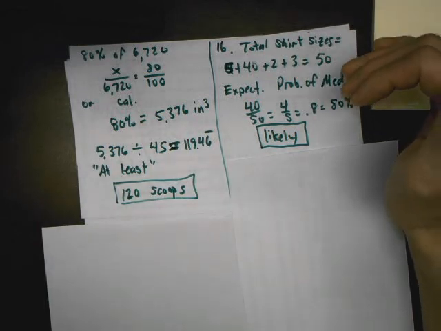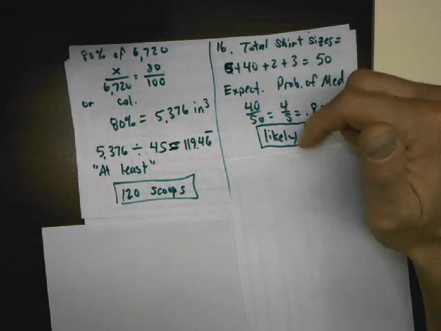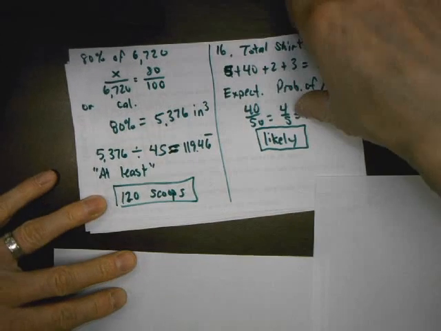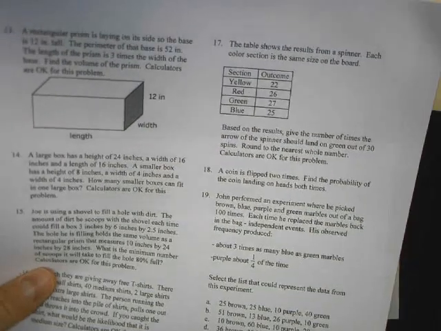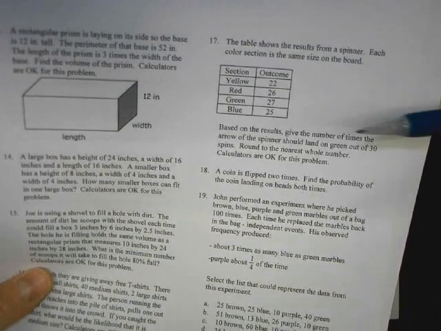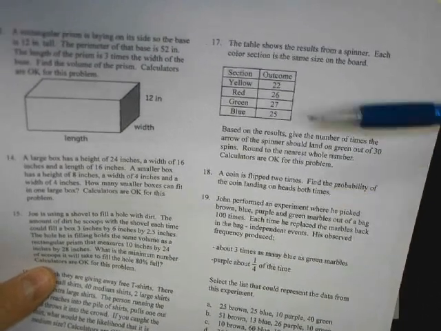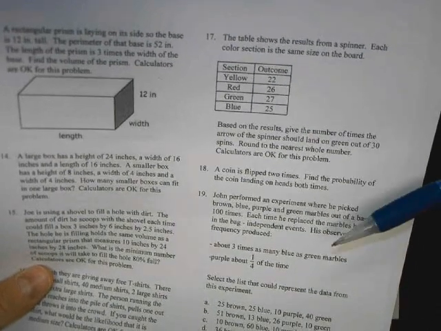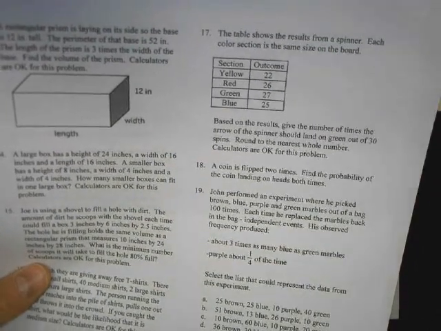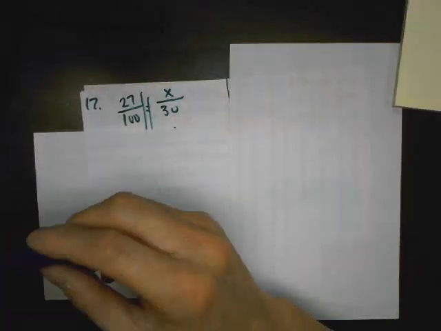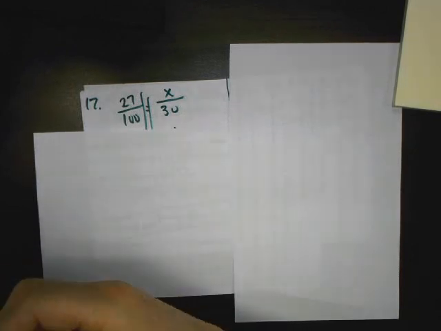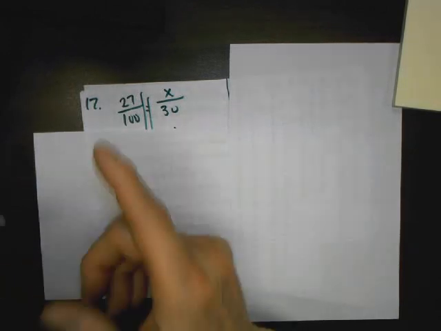Okay, so number 17, we have a table here. And it says, this is our sample space, right? We had some experimental probability here. And the number of times we got yellow, red, and green are in the table all together. If you add all those up, which you have to do for these problems, there's 100 total spins, sorry. So the question says this: based on these results, give the number of times the arrow should land on green out of 30 times. Okay, so it's green 27 because of our table, right? Out of 100, I add those up.